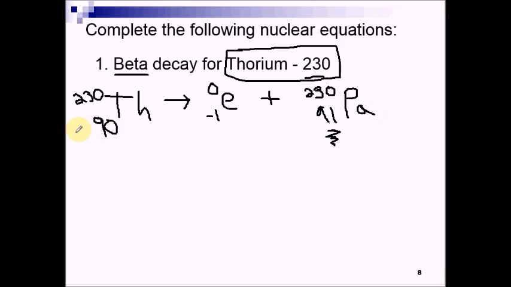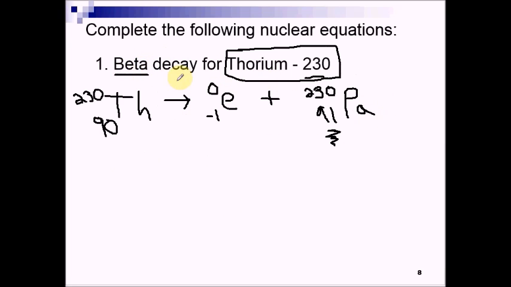So again, apologize for the handwriting, but that would be how you would write a beta decay equation for thorium-230. Start with your given, thorium-230 right here. Then we're going to have our little arrow for our equal sign. This is telling us what it decays into.